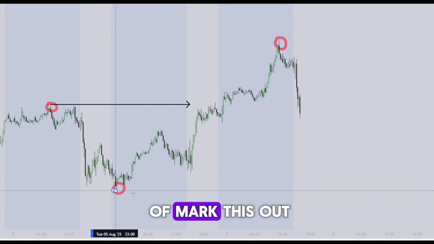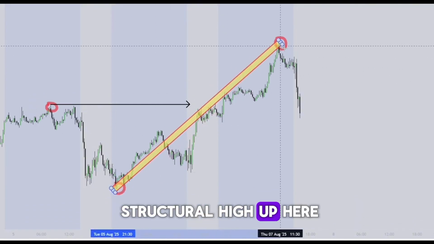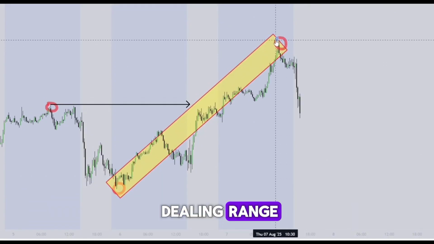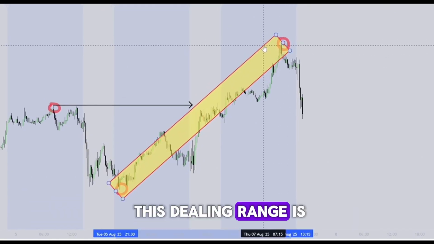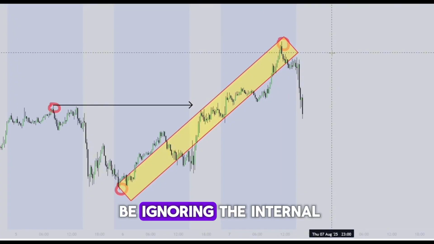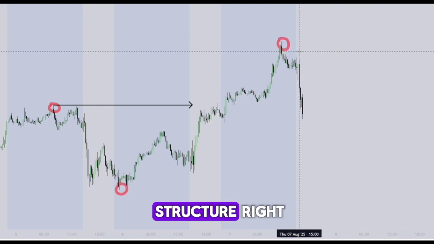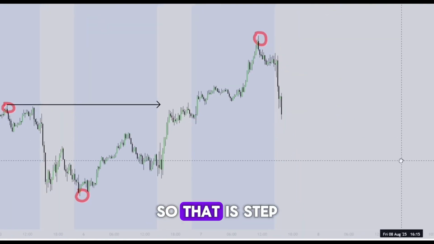So let's just kind of mark this out. So we have this structural low down here and we have this structural high up here. So this is our dealing range. So anything in between this dealing range is indeed internal structure, and you really want to be ignoring the internal structure, right? It's just noise. You want to ignore the internal structure, right? So that is step number one.